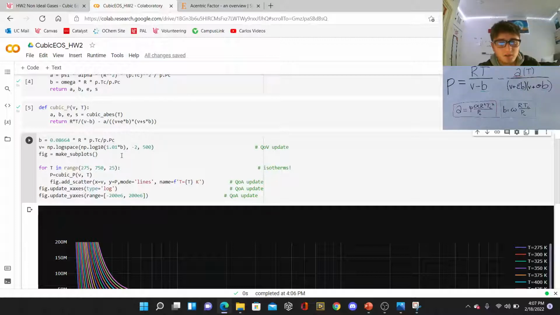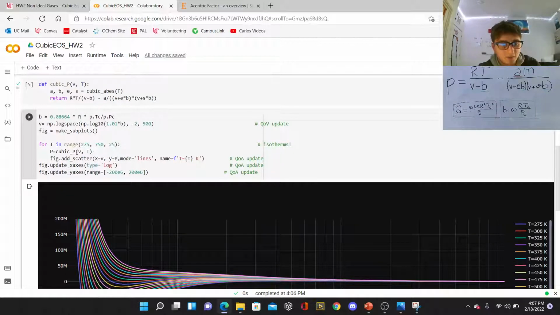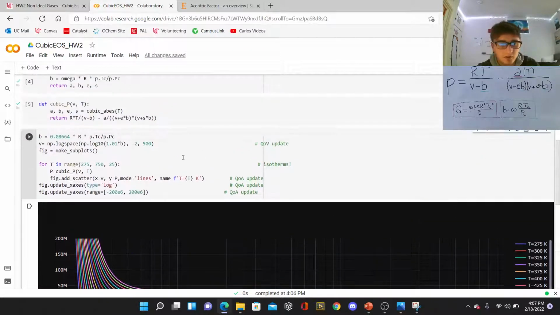And then we're going to be making those subplots, obviously. So for our temperature, to create these isotherms down here, we need to create a loop so that between 275 and 750, spacing by 25, we will have an isotherm for each of those numbers. So 275 to 725, because it does not go all the way to 750, it goes one before that. And the pressure equals the cubic P of V and T. So there we go. And then all we have to do is X equals V, Y equals P, and we're going to do lines. And then this right here, quality of appearance update, QOA, quality of appearance.